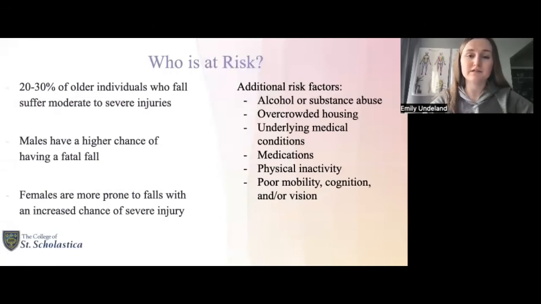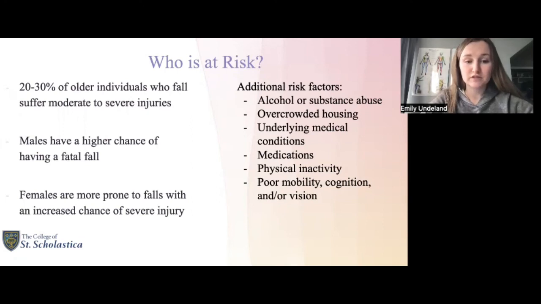Okay, now we're going to shift gears and talk about who is at risk for falls, why you should want to prevent falls, and age-related risks with falls. So, who is at risk? 20 to 30% of older individuals who fall suffer moderate to severe injuries. These injuries could be anywhere from bruising to hip fractures to even head traumas. Males actually have a higher chance of having a fatal fall, versus females, who are more prone to falls with an increased chance of severe injury.